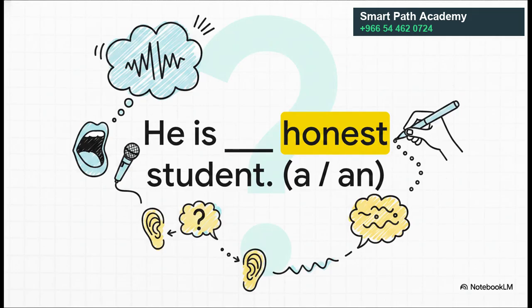All right, here is our final and maybe slightly tricky challenge question. He is blank honest student. Think carefully. Should it be a or an? Apply what we just learned about spoken sounds versus written letters. I'll wait right here while you lock in your answer.